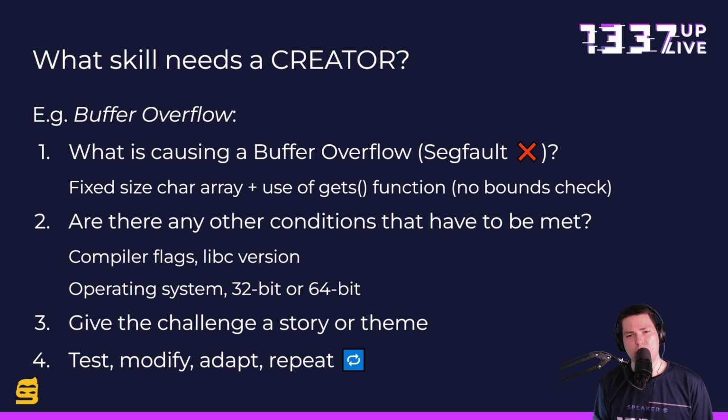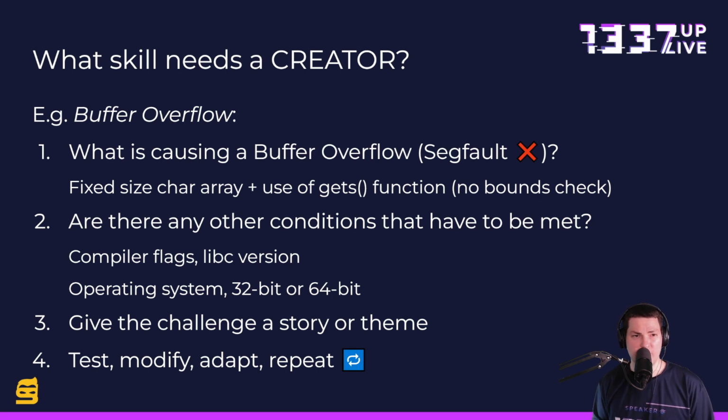A creator, though, needs to understand what is the reason for this vulnerability. Like, how does it actually work? So, a deep understanding of what a buffer overflow is. What is causing the buffer overflow, the seg fault? Well, so to say, it's a fixed size character array, and you use the gets function, which does not check for bounds, which means you have a fixed size of an array, let's say 40, and the gets function just reads as many characters as you put into it. So if you put anything bigger than 40, there is potentially a segfault because you're overwriting other areas in memory.